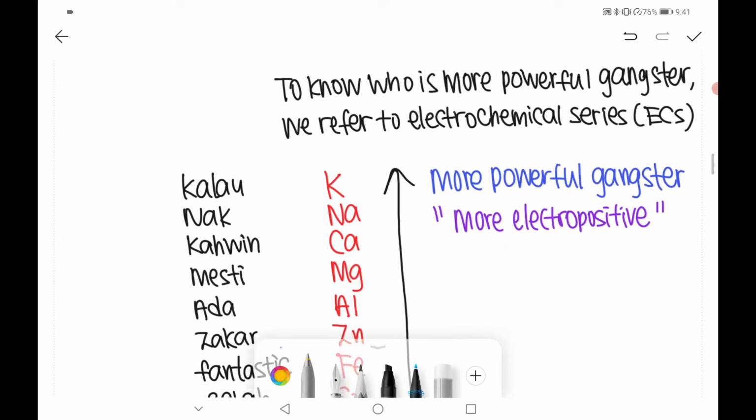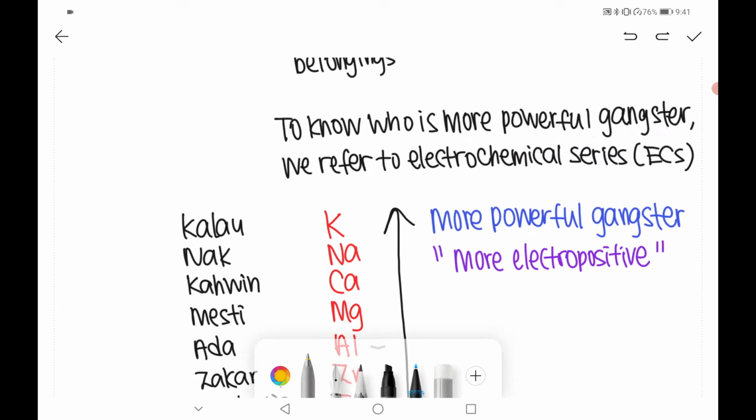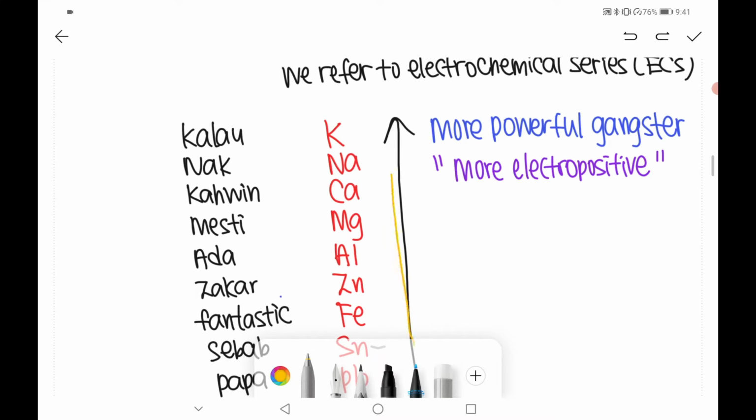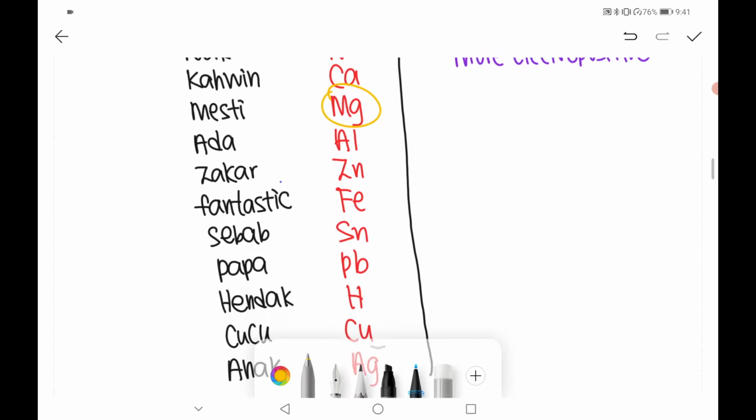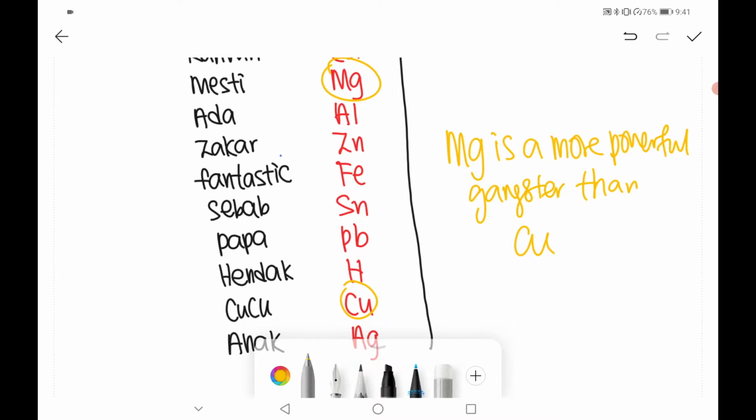Okay, so why do we need to learn this ECS? ECS can tell us who is a more powerful gangster. If you look at the ECS here, the higher the metal in the table, the more powerful gangster it is. For example, magnesium is higher than copper, so you can say that magnesium is a more powerful gangster than copper. Why? Magnesium is higher than copper in the ECS.